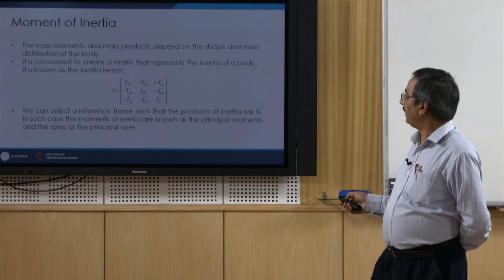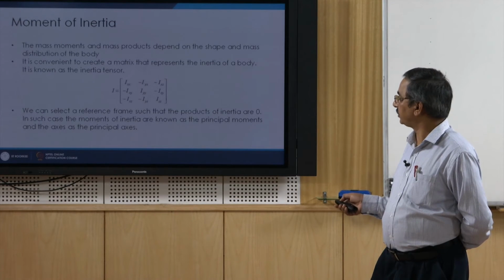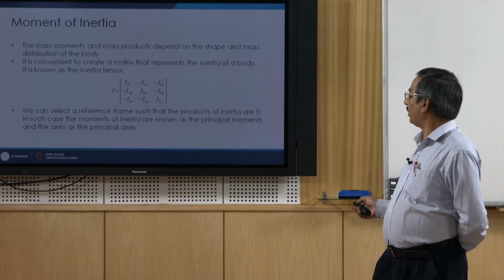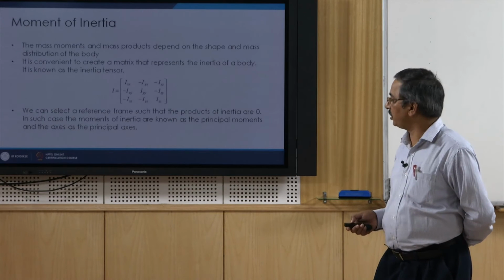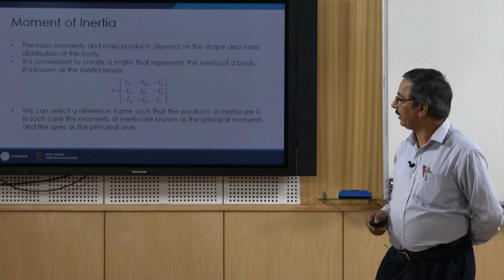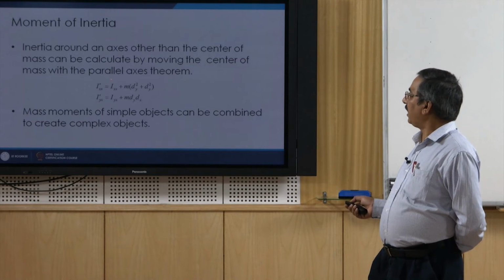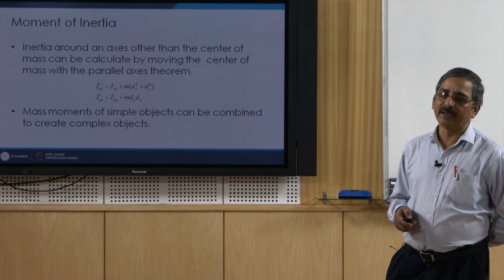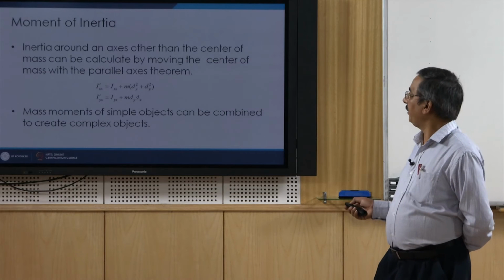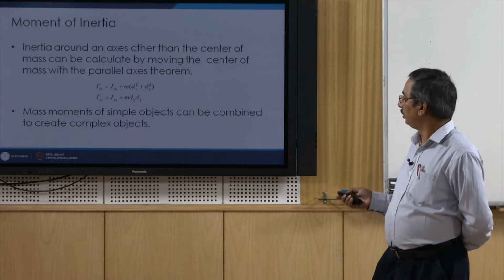So, here you have Ixx, Iyy, Izz terms and the others are the cross terms. Now, when we select a reference frame such that these products of inertia are 0, in such a case the moments of inertia are known as the principal moments and the axes as the principal axes. Now, we can find the moment of inertia about any other axis using the parallel axis theorem. So, these are the basic concepts of mechanics, which I hope all of you must be knowing.